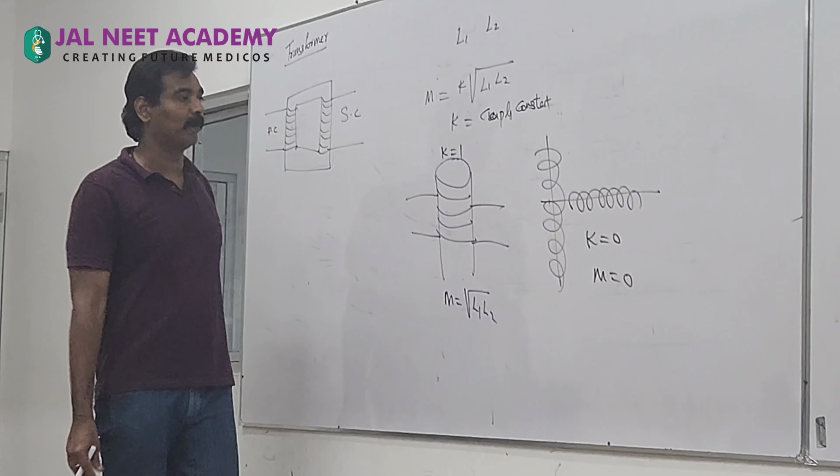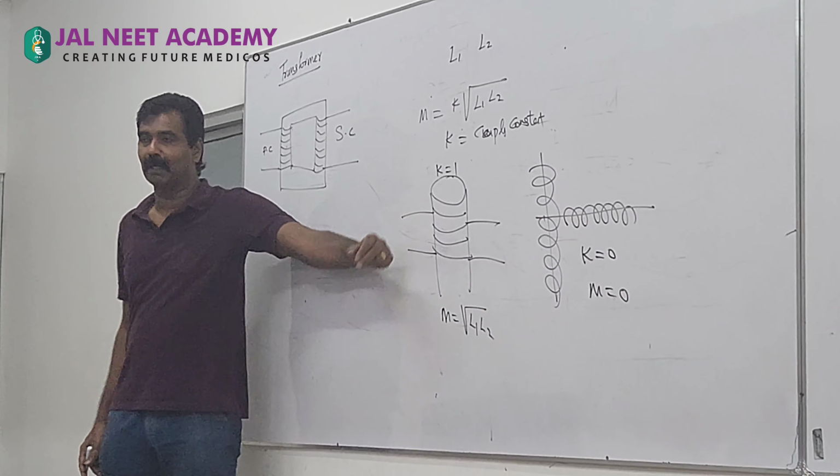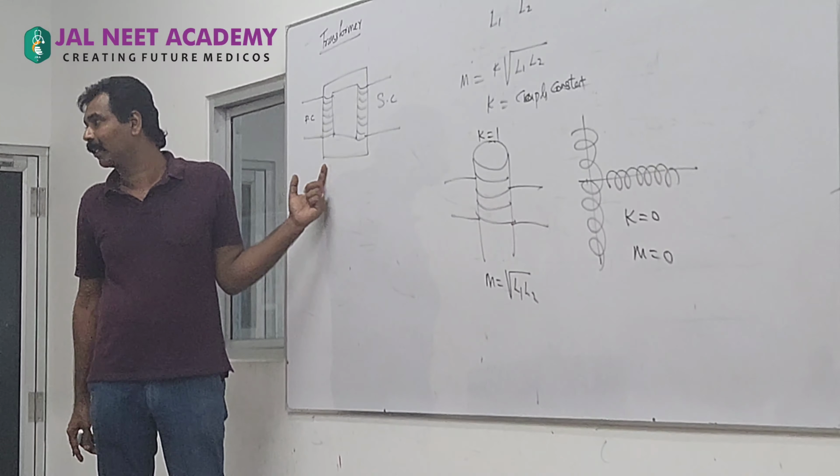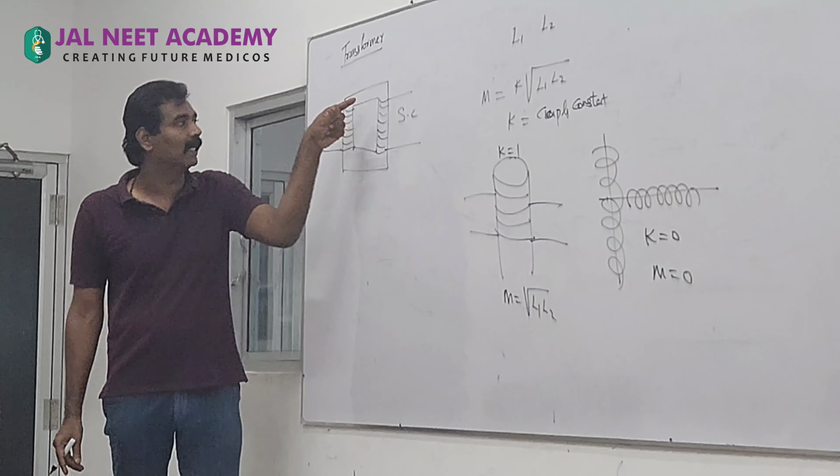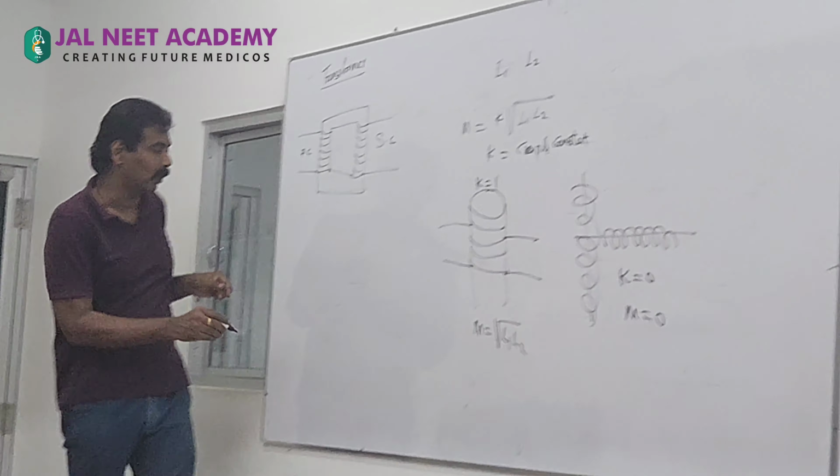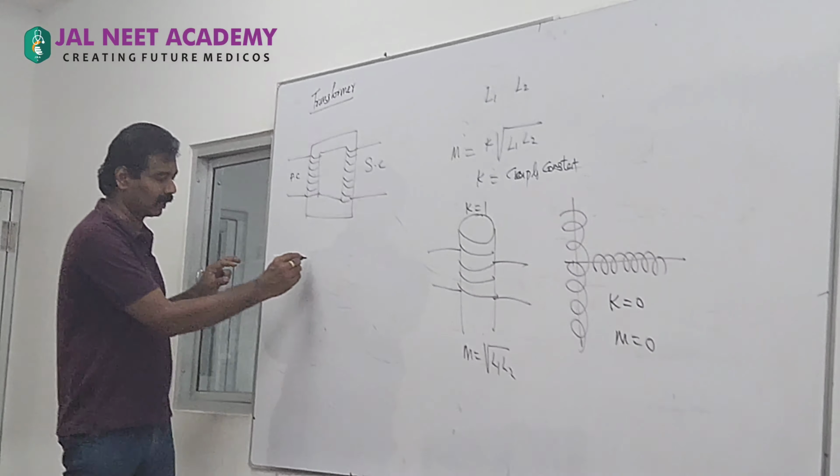But in a transformer, the coils are inductively coupled. So in the figure, this is a wrong figure, this is an ideal figure. Actually, in the correct transformer, both coils are wound over the same core.